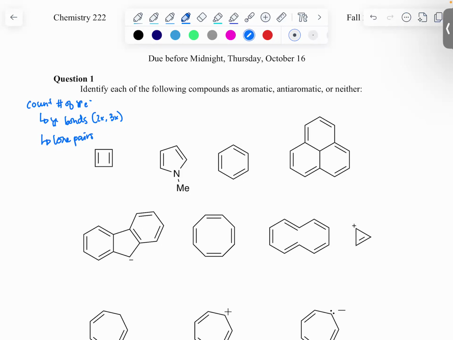Once you have your number of pi electrons, you can use this equation. Where this whole piece, what you're setting the equation equal to, is what you count from your structure. So we'll start here. We have one double bond, two double bonds. Each of those double bonds is made up of 2 electrons. So we have 4 pi electrons. We plug that into our equation here, and we solve for n.